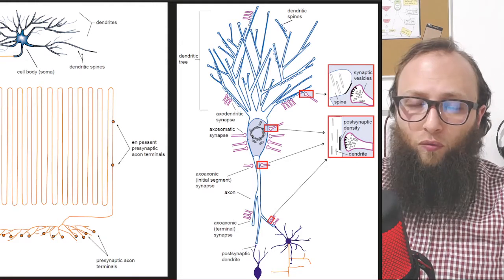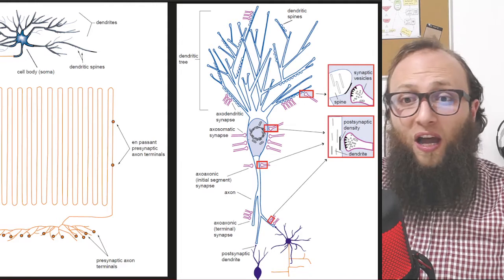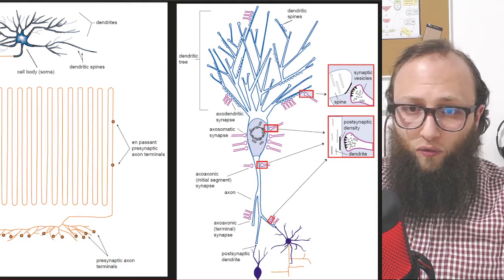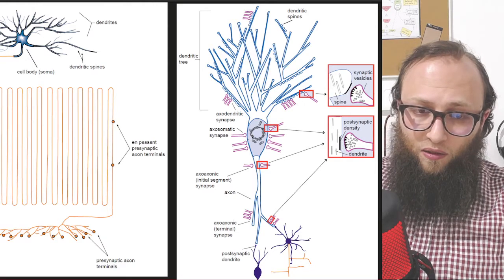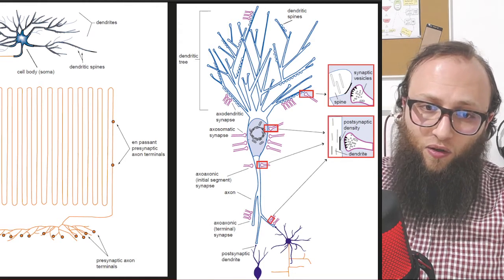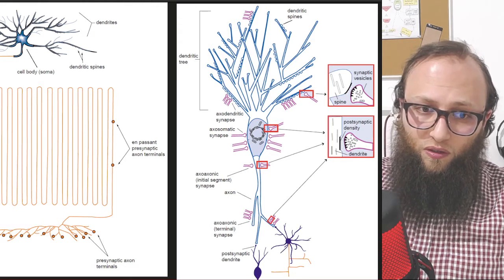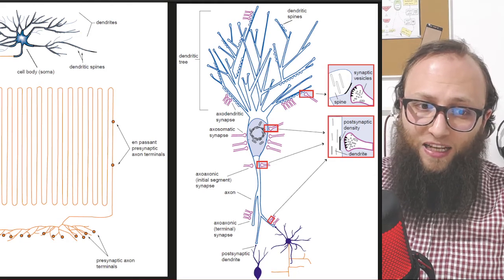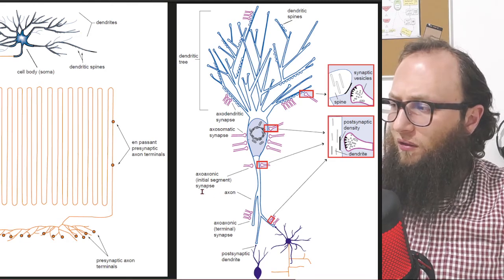We have another form of synapses like axonic, between the axons of two neurons, like this one. This is an axon from another neuron that connects with the axon of this neuron. So this is what I called axonic. Now here we have this.